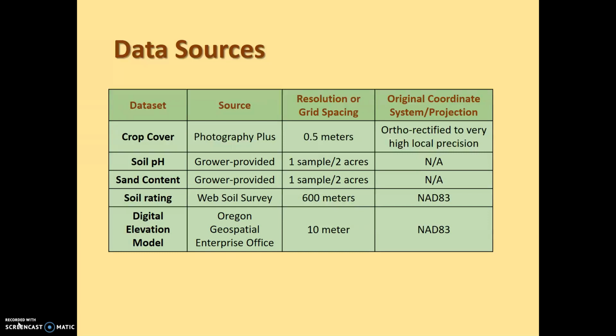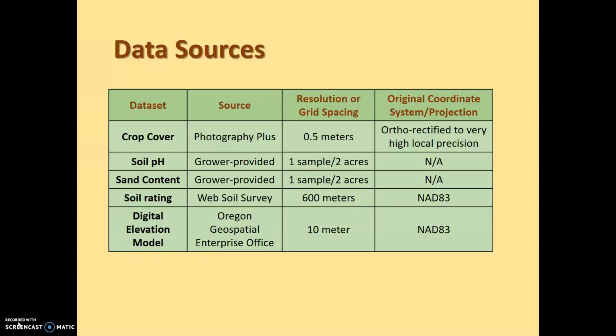When I was georeferencing the images, they were off just on the edges of the field. The neighboring fields were not in line at all. So it was very precise for the particular field, but other than that, it was not accurate. Soil pH was grower provided, as was sand content, which were both sampled at 1 sample per 2 acres, for a total of about 59 to 60 samples per field.